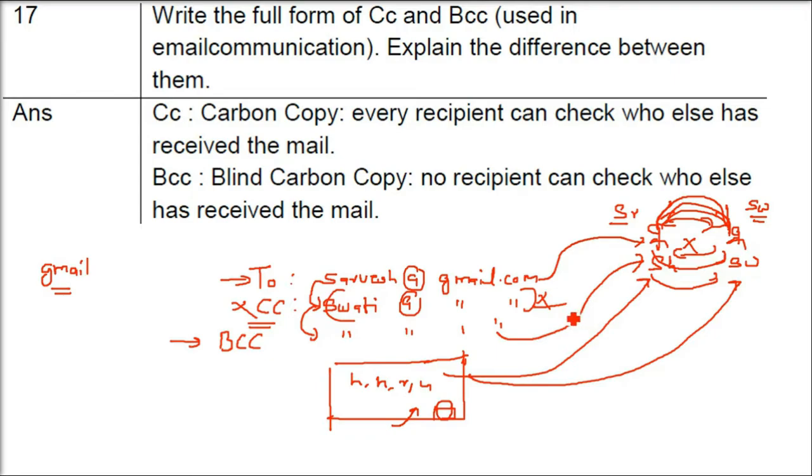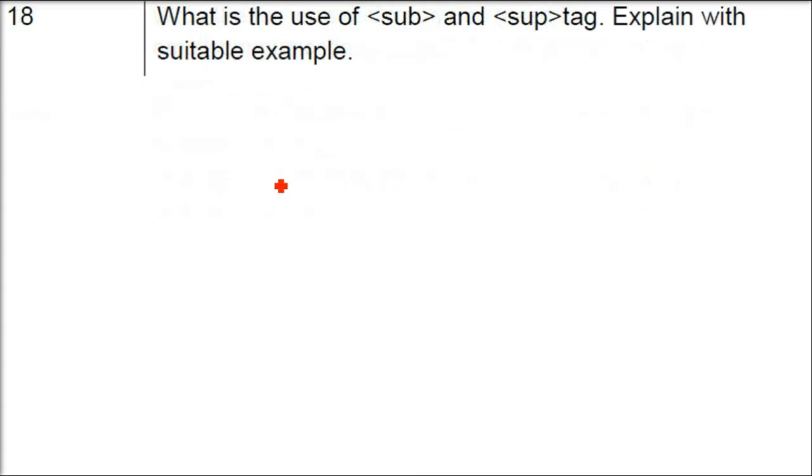You can have multiple names here; it is not just one name. Even in CC and BCC, you can have multiple names. So with carbon copy, CC, every recipient can check who else has received the mail. And with blind carbon copy, BCC, no recipient can check or know who else has received the same mail. It has been sent to a number of recipients, but no one can see each other.